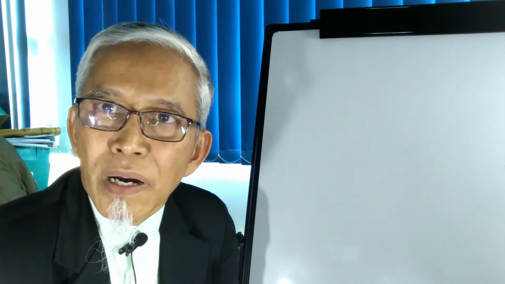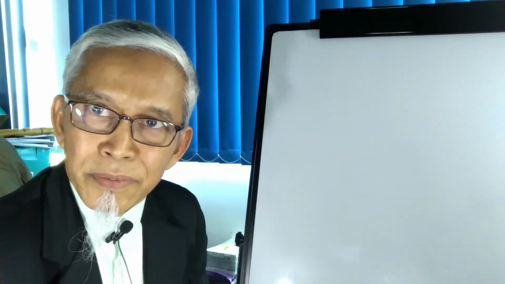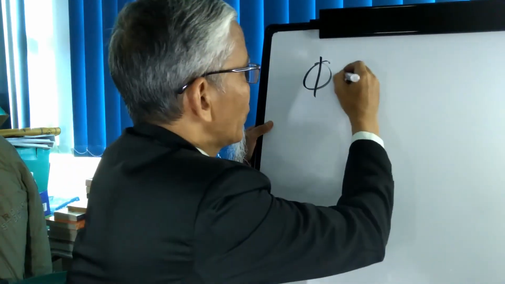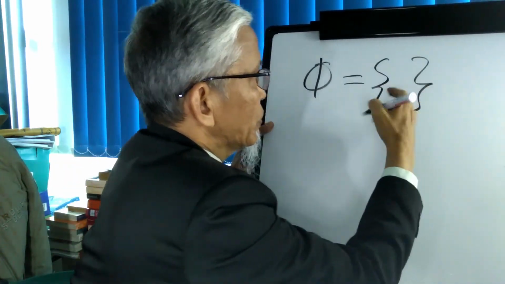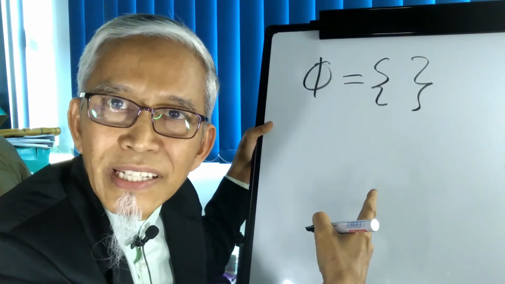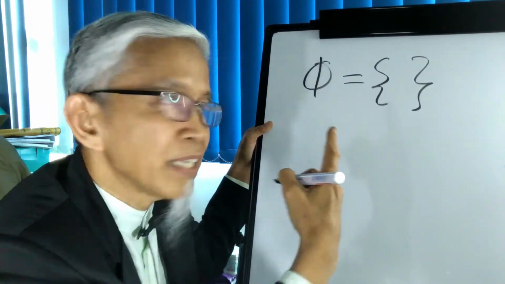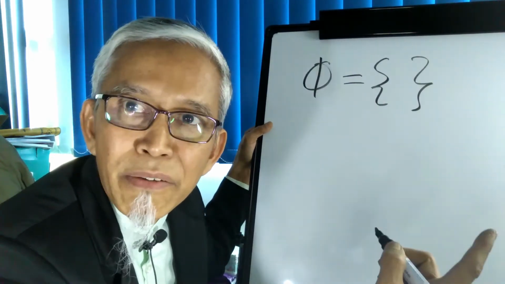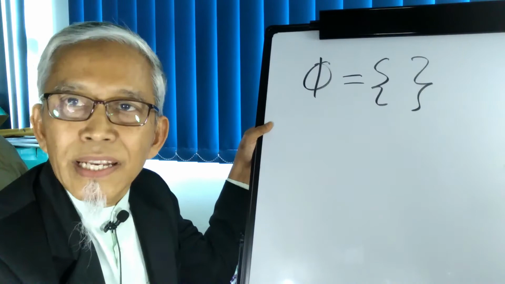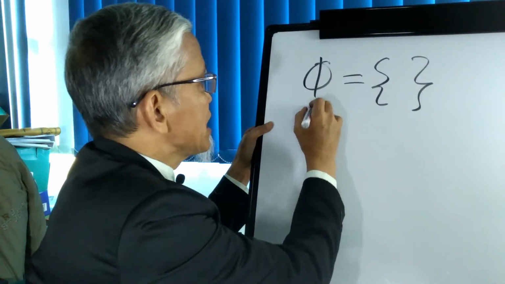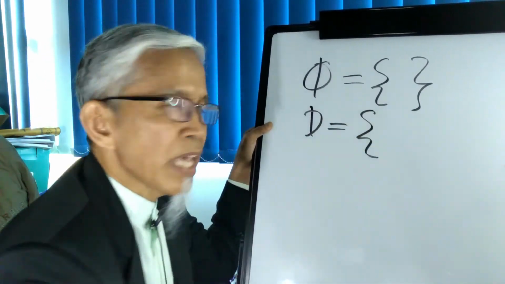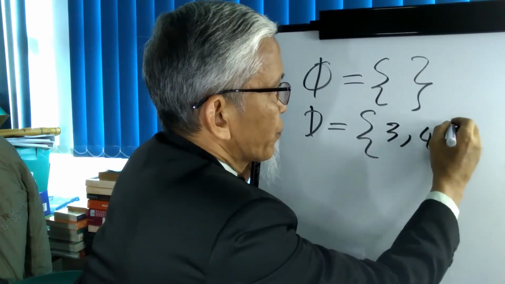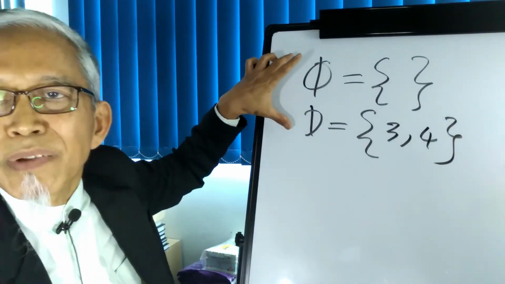I hope you still remember about the empty set. By using this symbol here, empty set, right? Or we can use this symbol also, curly brackets, to represent the empty set. Still remember? This is a set, but it is an empty set, a set that is empty without elements inside. Let's create another set we call D. Let's say D has 2 elements, 3 and 4. Both of them are sets.